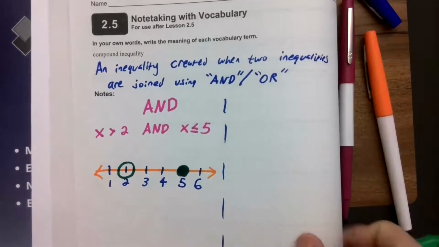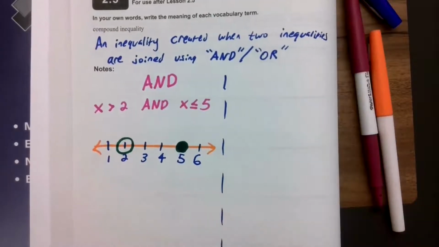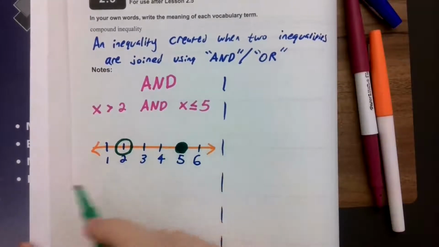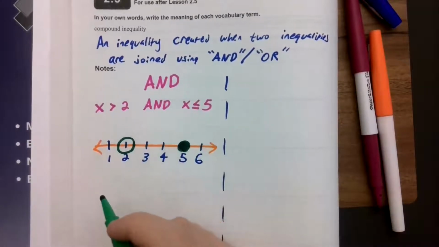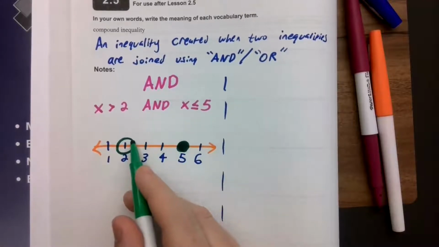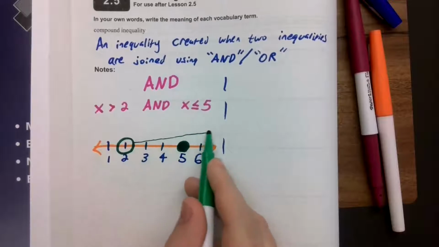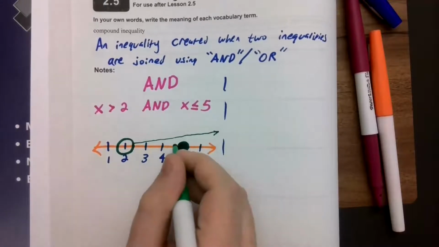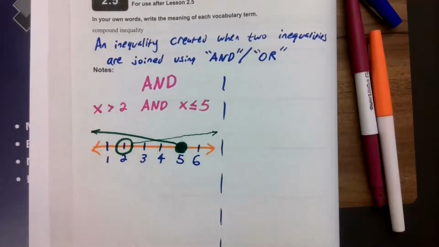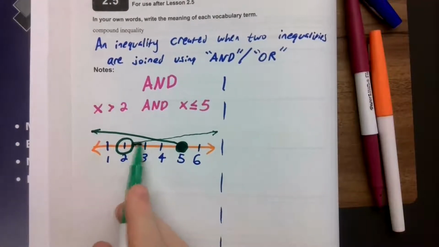When you have an and statement, you're looking for the area that both inequalities work in. In other words, we're looking for the place where both arrows will exist. I wouldn't want you to do this on your paper, but you could make even sort of like a very faint arrow for each inequality and see where they overlap. Well, it looks like both arrows exist everywhere in between the two.